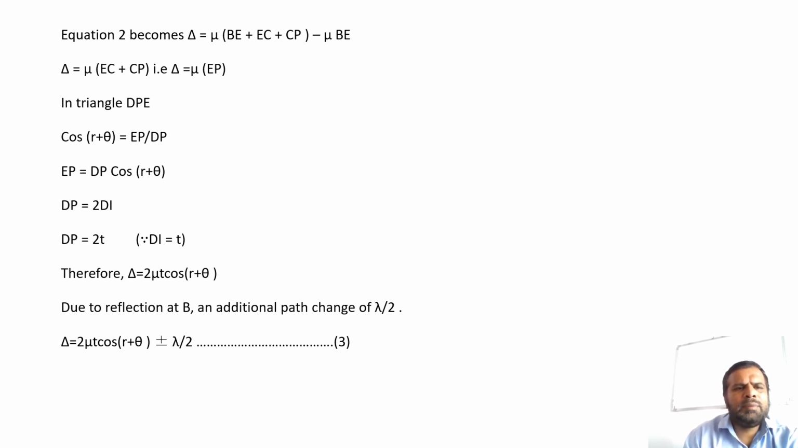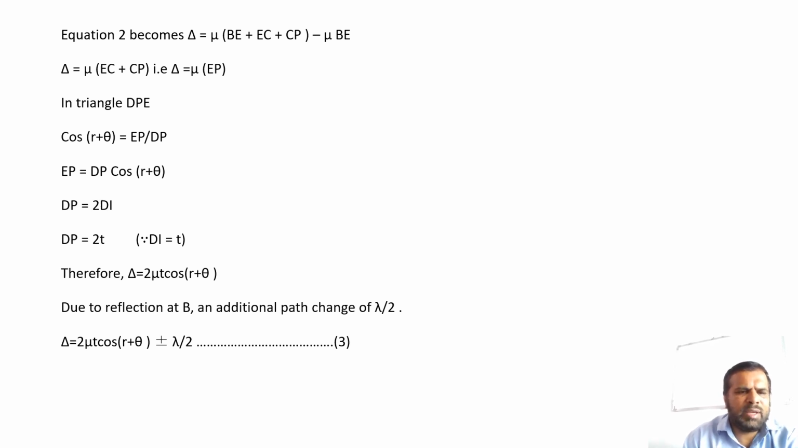In triangle DPE, cos of R plus theta is equal to EP divided by DP. Therefore, EP is equal to DP into cos of R plus theta. DP is equal to 2 into DI. Therefore, DP is equal to 2t, because DI is equal to t.